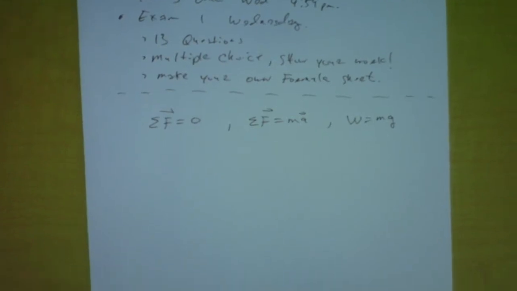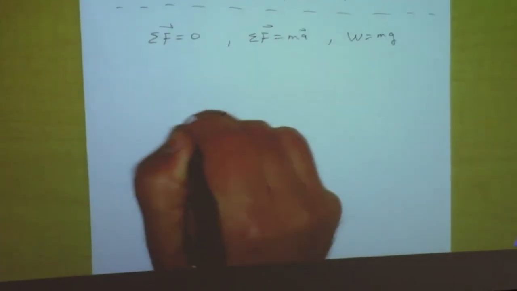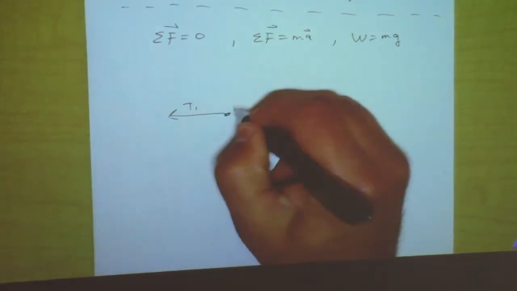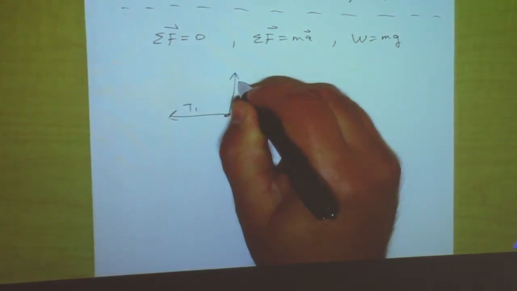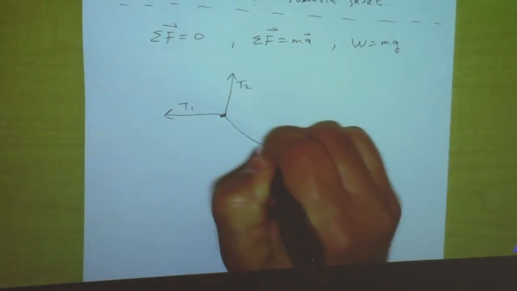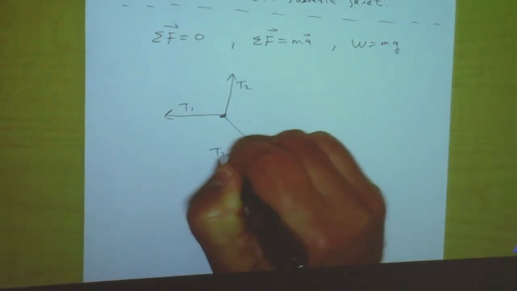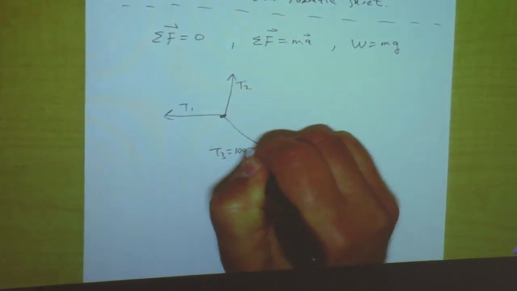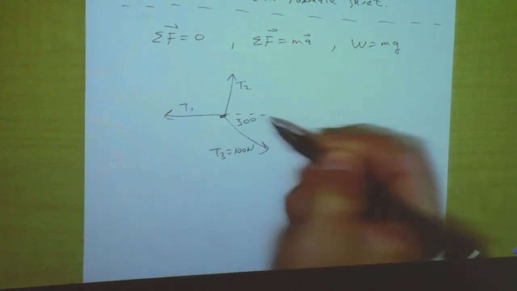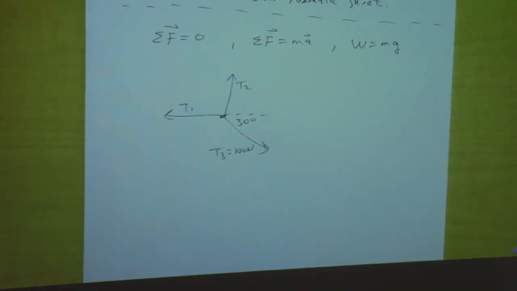Definitely need a picture for this one. So we've got T1 over here. That's to the left. T2 over here. And then we've got this one over this direction. I'm just going to call it T3. 100 newtons. And I also know this is 30 degrees. So whatever is up has to be balanced by whatever's down. Whatever is to the left has to be balanced by whatever's to the right.